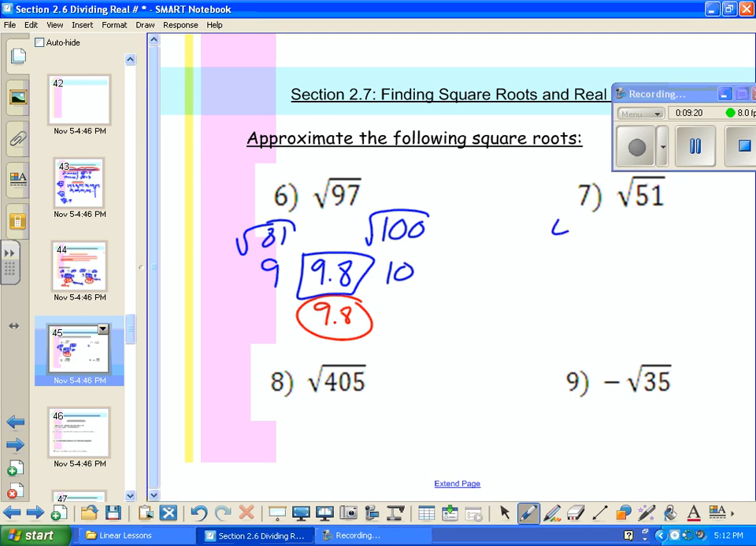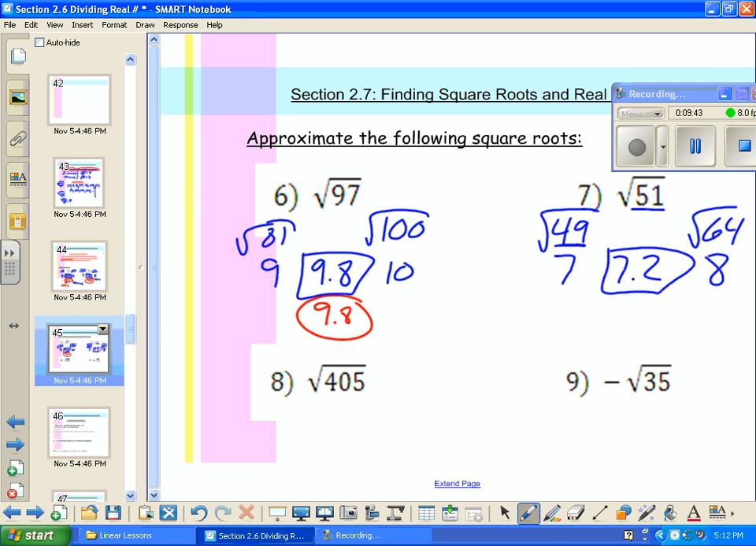Square root of 51. Well, I know one perfect square that's just a little bit under that is 49. The square root of 49 is 7. Well, that means that 8 times 8 must be the next perfect square above that, and that's 64. So I know that the square root of 51, whatever it is, must be 7 point something, somewhere in between these two. And I'd say 51 is a little closer to 49 than it is to 64. So I'm going to say 7.2 as my approximation.